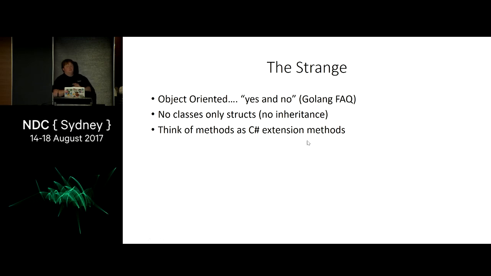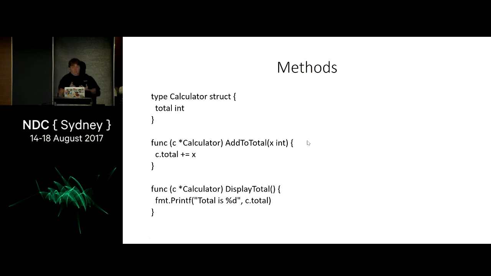Think of methods as C# extension methods. So everything is having an instance passed into it. So here's an example. I have a struct called calculator, and I have a total, which is an int. I have two methods. Add to total, which takes an int, but I also have that *Calculator. That's the instance that's getting automatically passed through. So in this case, I get that c.total, I add x to it. Same with the display total. I'm just referring to the c version there. Again, conceptually, if you just think of extension methods, you're fine.